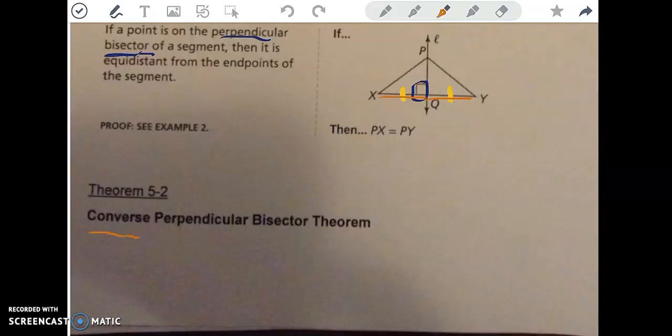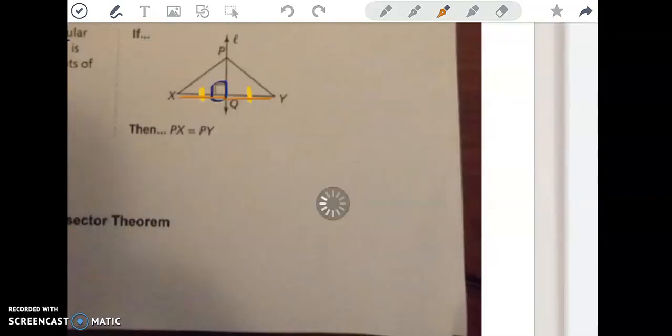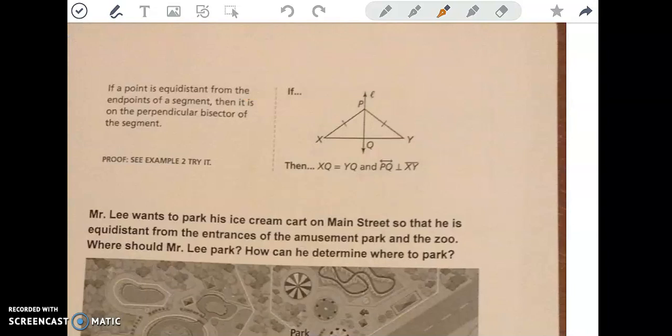Remember we talked about the word converse before. Remember we talked about the converse in Chuck Taylors, the logos on the inside where we're flip-flopping it. So that's kind of what the converse of this is. So basically it's saying if you have equidistant lengths on a segment, then you have a perpendicular bisector. So what this is saying is the backwards version of before. If a point is equidistant from the endpoints of the segment, then it is on the perpendicular bisector. That means it bisects and creates a 90-degree angle.